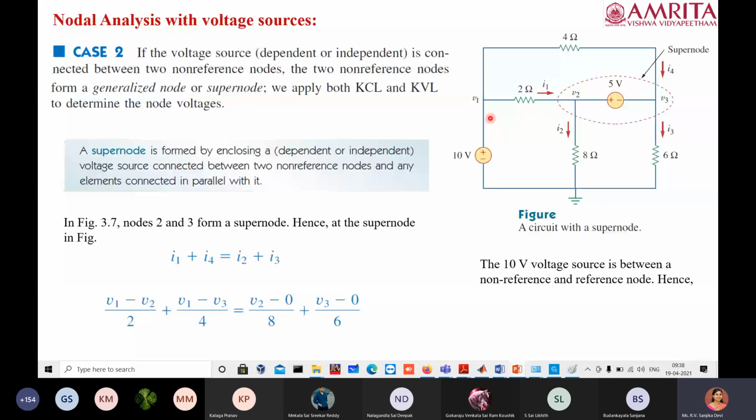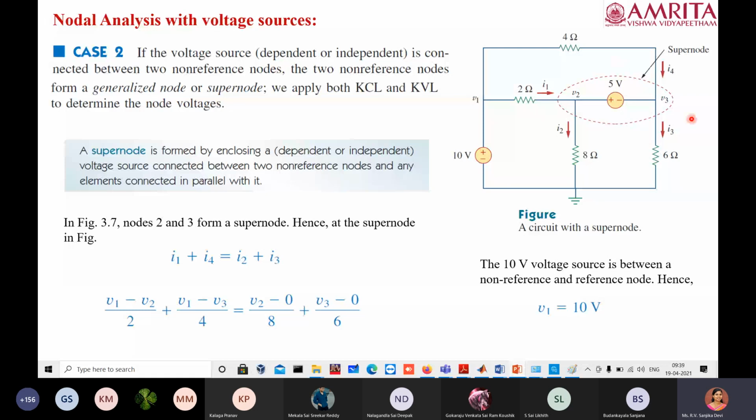Now V2 and V3 are unknown. With a single equation, we will not be able to solve it, so we require one more equation. That equation we obtain by applying KVL at this particular supernode. For that, we have to draw this part separately and then analyze. Before that, you can just copy these equations.